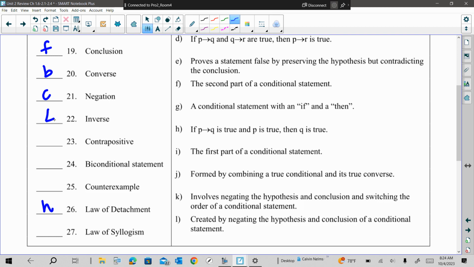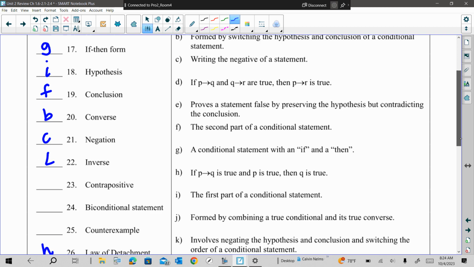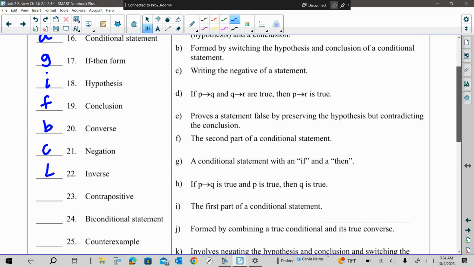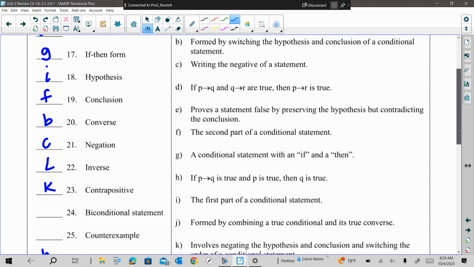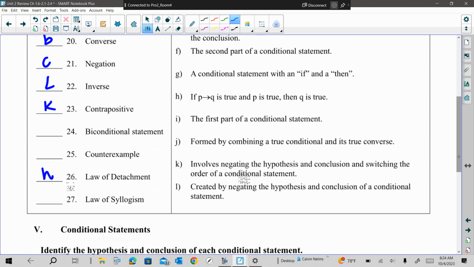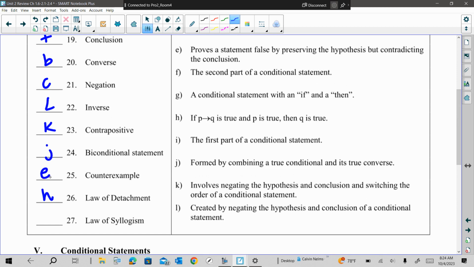Contrapositive. What do you think contrapositive is doing? Negating and switching, yes, that's K. What about biconditional? You say J, formed by combining two conditionals? Yes, J. Counterexample. E proves false. No, not F. E, sorry.